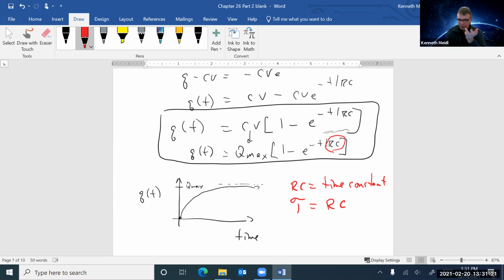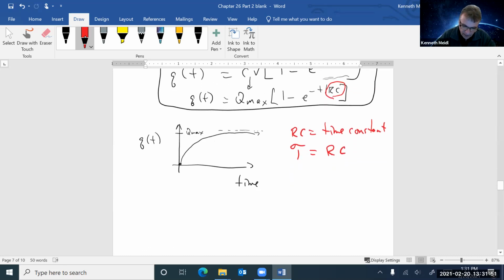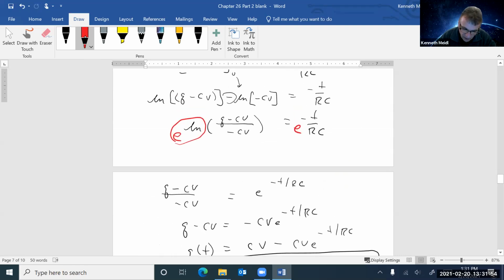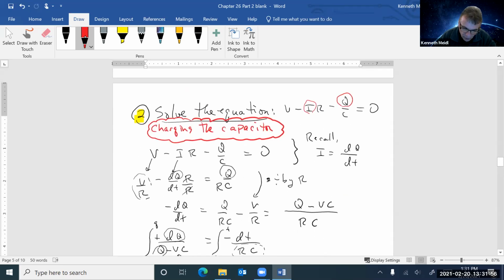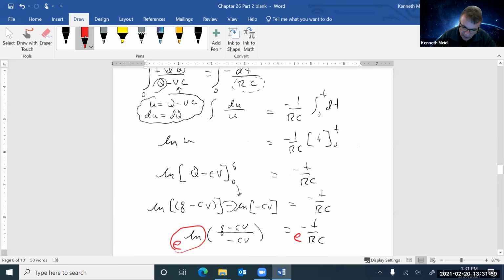Okay, so we said that Q was going to be a function of time. The other function of time was the current. The current starts off big, right? The battery has an easy time up front, but the more charge that piles up on the one plate of the capacitor, the harder it is to put more charge there because you have this repulsion pushing back on the charge that you're trying to push downstream. And so the current is also a function of time. Let me see what I call this here. I'll call this number 2, solve equation, charging the capacitor.